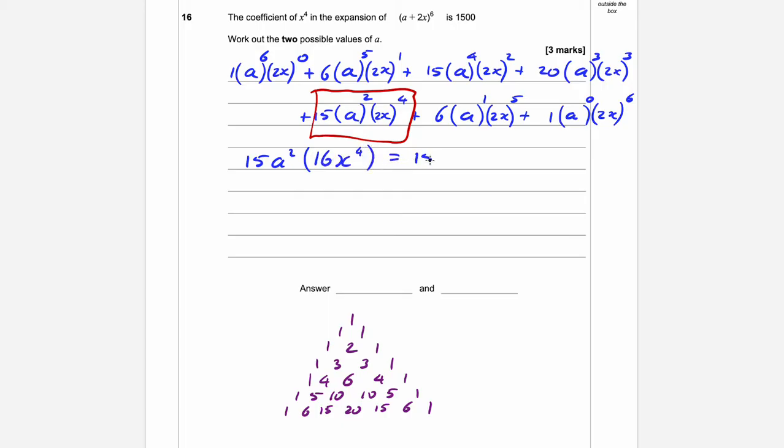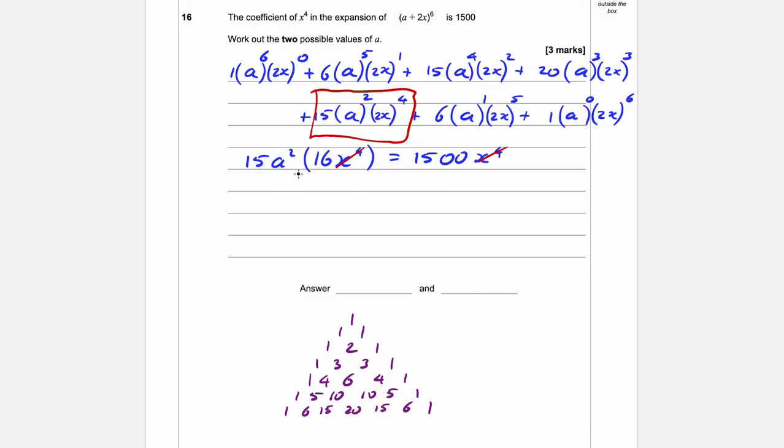That must equal 1500 x to the power 4, if you like. He's saying the coefficient. So essentially, you can remove the x to the power 4 at this point from both. So it's like the coefficient is equal to 1500, without the x to the power 4. But I wanted to show you what's happening. Okay, so then we have this.